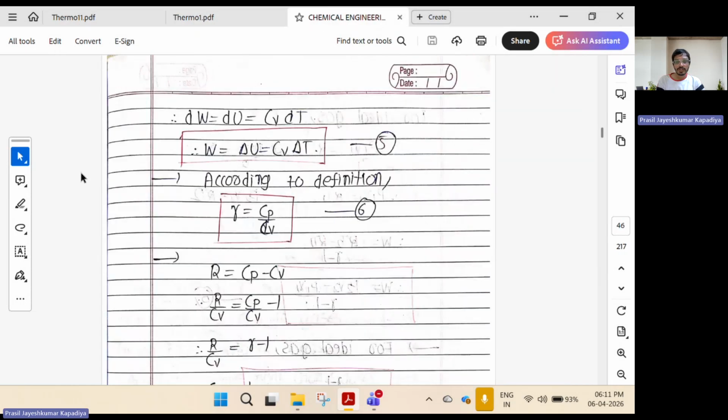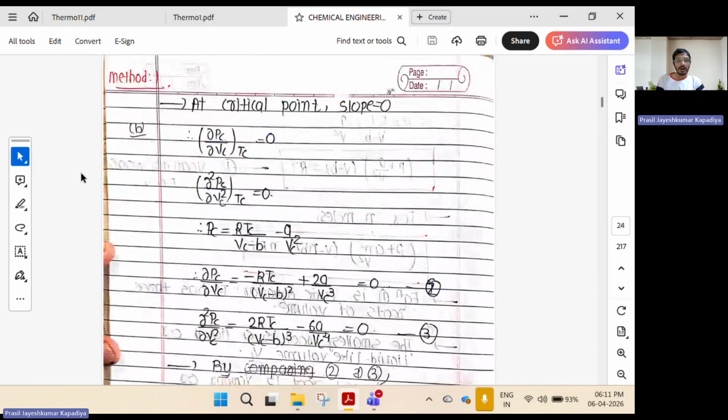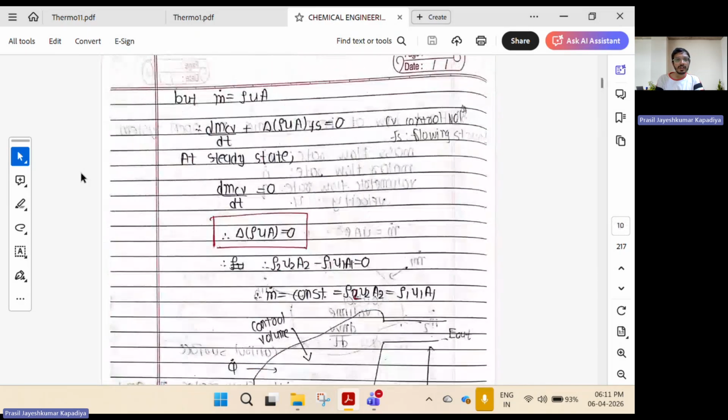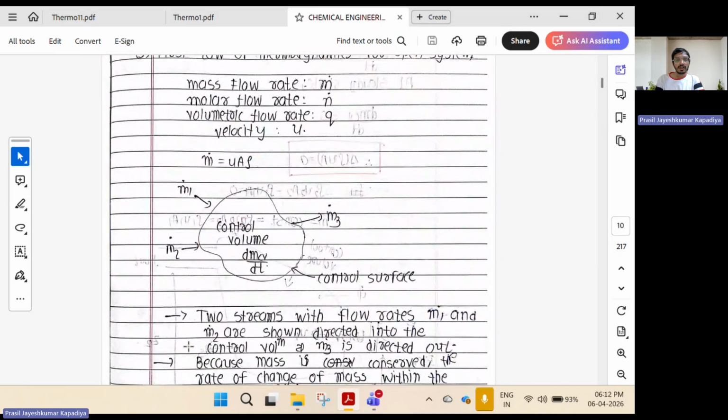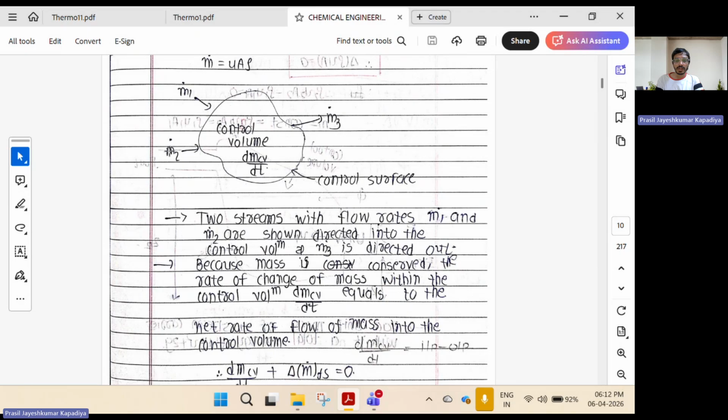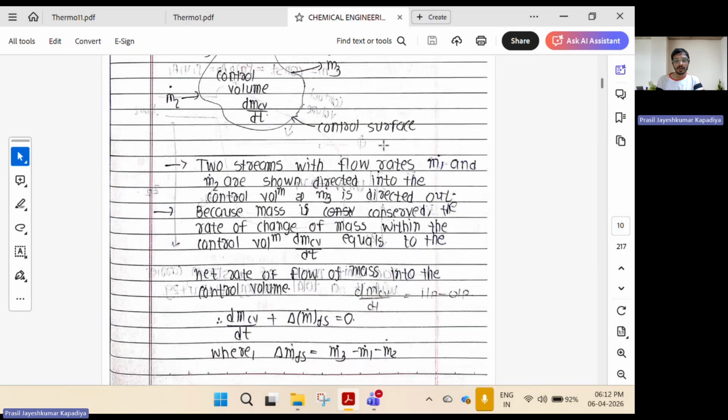Open system, we have derived it, so that we are going to use currently. So that's why I'm showing that. See, mass flow rate m dot, molar flow rate n dot, volumetric flow rate q, and velocity u. Mass flow rate can be u into a into rho. Two streams, m1 dot and m2 dot, are entering the control volume, and m3 dot is leaving from the control volume.